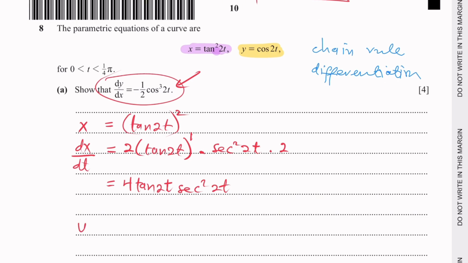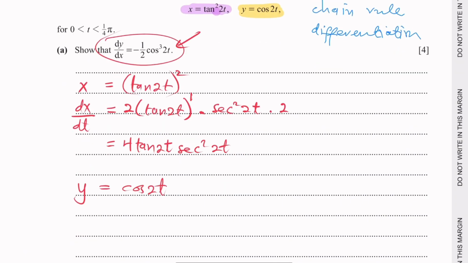So we know that y is equal to cos 2t. So dy/dt, don't write dy/dx, dy/dt is going to be negative 2 sine 2t. And the reason is you differentiate cos, you get negative sine, right? Then you differentiate the 2t, you get 2. That's why I wrote that.